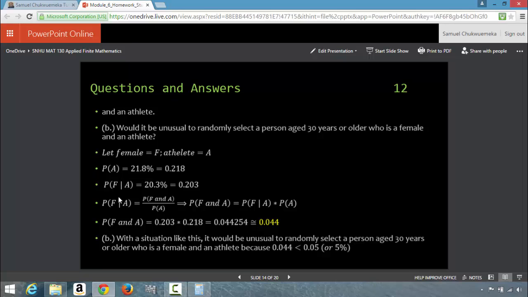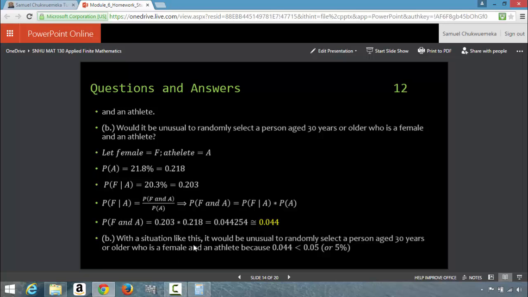The A, of course, you use this. In this case, this is what they are looking for. Probability that the person is a female and an athlete. That is what they are looking for. So this is just literal equations. You multiply this times this. That's it.